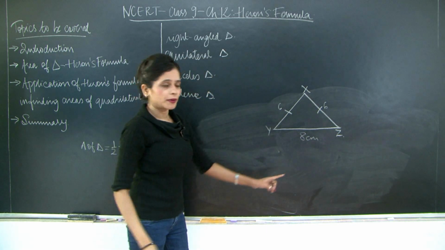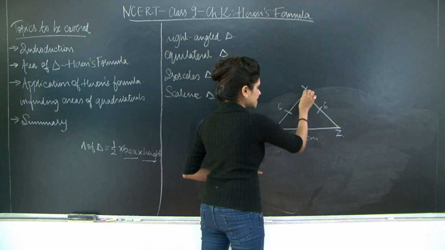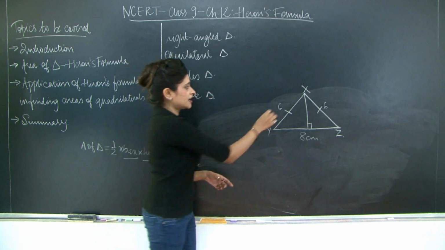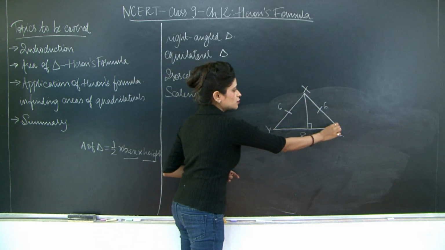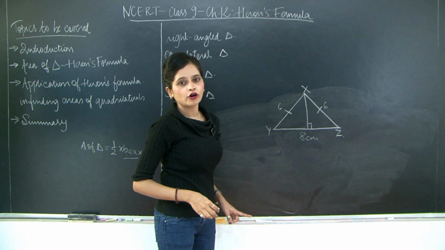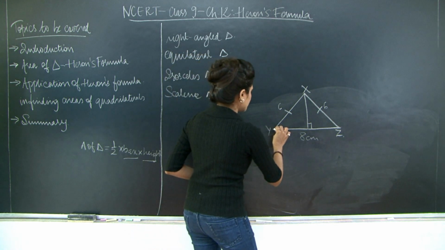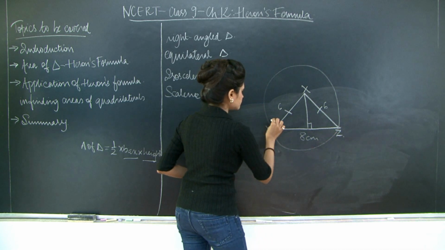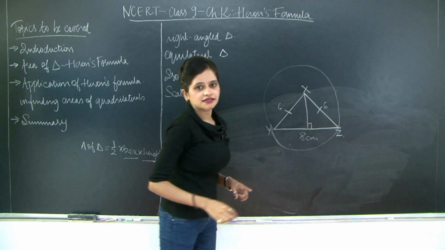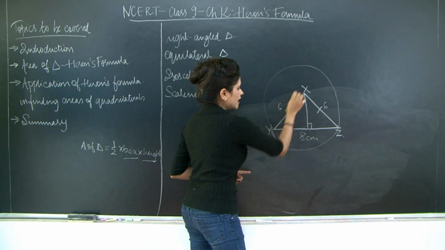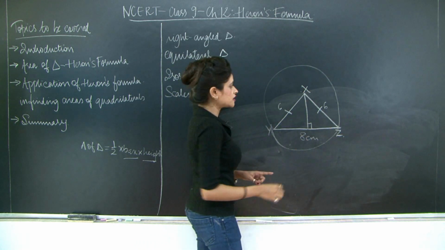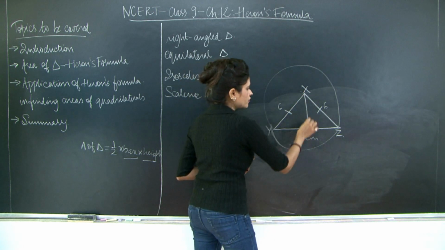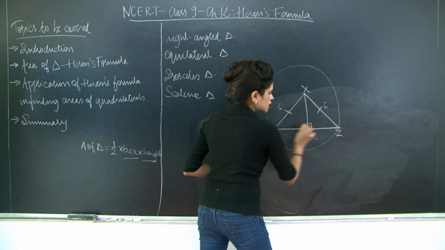If I draw a perpendicular from X to YZ, if you notice, this side is equal to this side. So can we call them the radii of any circle? Yes, we can. So let's say this is our circle with center X. So XY is equal to XZ, which are the radii of the circle, and XO is the perpendicular drawn from the center of the circle to the chord.